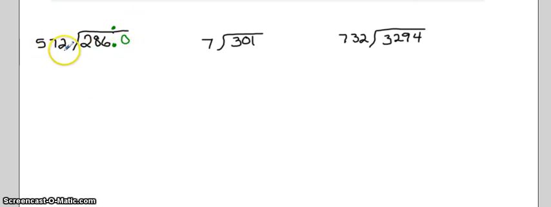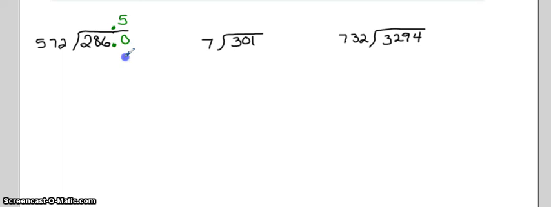Since 500 times 4 is 2,000, 500 times 5 would be 2,500. I'm going to estimate that this is going to be about 5 times. So 5 times 572 should be about 2,860. You're going to have to use your best judgment, because obviously 572 is a really large number. It's an estimation, but you should be able to use your best judgment and make a close estimation. So let's see how close we are.